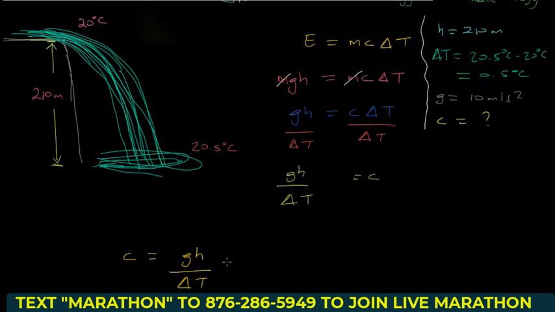And once you have done that, what you will do now is substitute. So step 5, you're going to substitute your values into the equation. Now substituting, g is 10 meters per second squared, so we have 10 meters per second squared multiplied by h, which is 210 meters, divided by the change in temperature, which is 0.5 degrees Celsius.